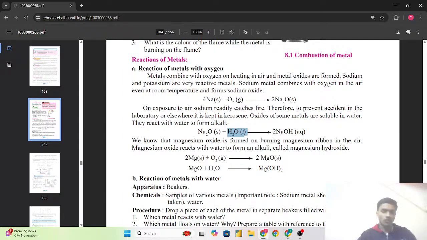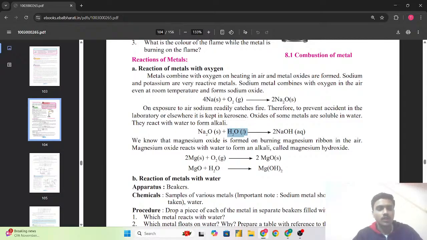formation of metal oxides. That is, we call them the oxides of the metals. And when the oxide of a metal reacts with water, it leads to the formation of a base. As we can see here, the base formed is sodium hydroxide.